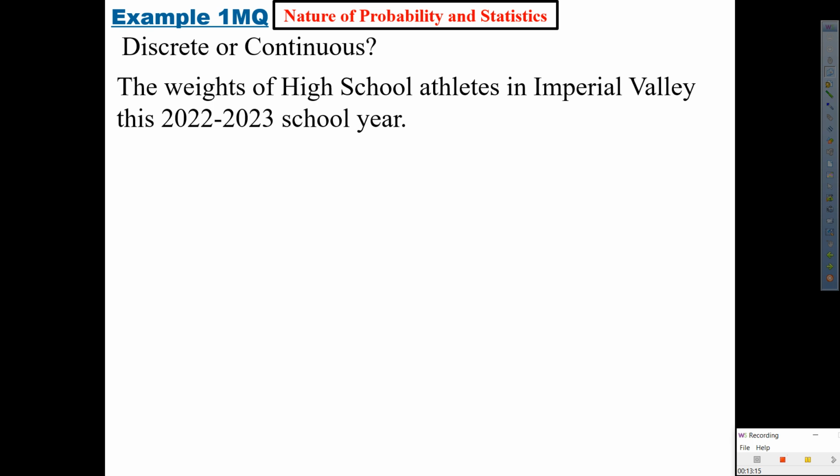However, check this out. I want to use this as an example where statisticians, or people that gather data, disagree. For example, if I was a statistician that didn't agree with the majority, I would say, well, do I know who the athletes in Imperial Valley are? Yes, because I can go to each school, get the list. And then from there, could I get the weights as they were being weighed that day? Yes. So what can I conclude? Me, I would say it's discrete. However, what would be your counter argument? Who would give me a counter argument?